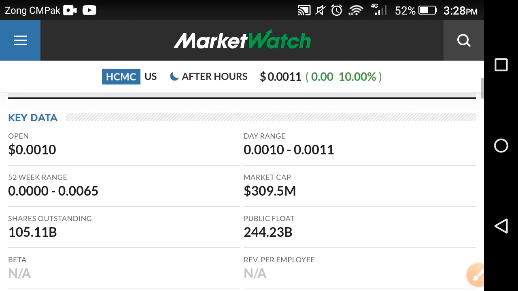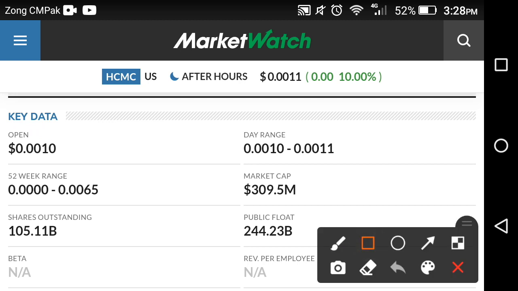Now if we look at the day range, what's the change occurring in the day range of the HCMC? As you can see here, 0.0010 to 0.0011 means a 1% change occurs in HCMC. That's the day range of the HCMC.